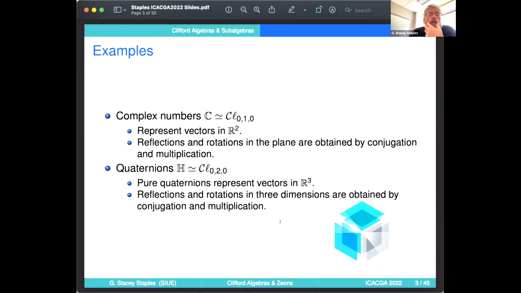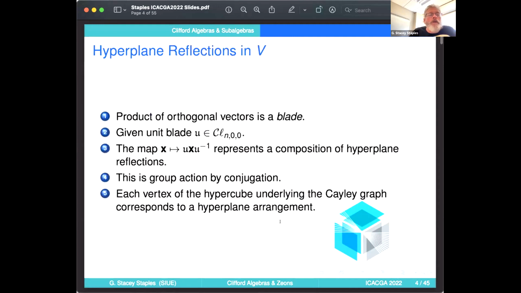Of course, CL(0,1,0): everybody knows complex numbers, but we can do reflections and rotations. So all the geometry has been known for some time. And these days, quaternions are quite important in computer applications, and I guess a lot of video gaming applications. But what I started seeing when I was first learning about Clifford algebras was just considering generators and blades and orthogonal vectors.